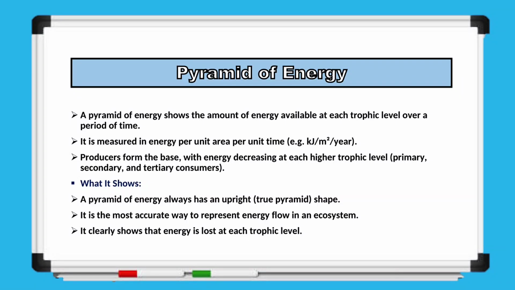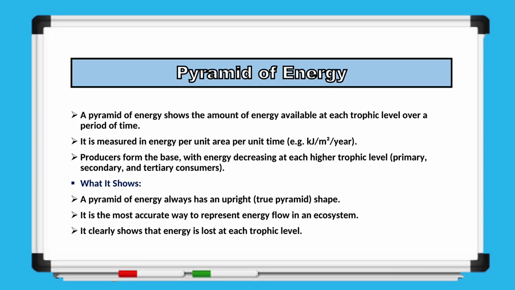Next, we will discuss the pyramid of energy. A pyramid of energy shows the amount of energy available at each trophic level over a specific period of time. It is measured as energy per unit area per unit time, for example, kilojoules per square meter per year. Like the other ecological pyramids, producers form the base, followed by primary consumers, secondary consumers, and tertiary consumers.